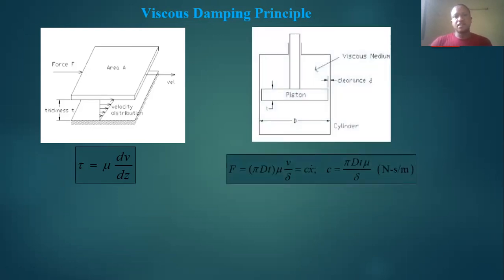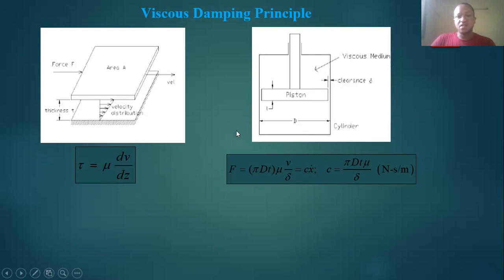So again, this is the same thing which we have seen in the previous slide. There is a cylinder with diameter d. There is a piston with thickness t, and there is a small clearance in between the piston and the cylinder, and there is also a viscous medium, or viscous fluid, here.